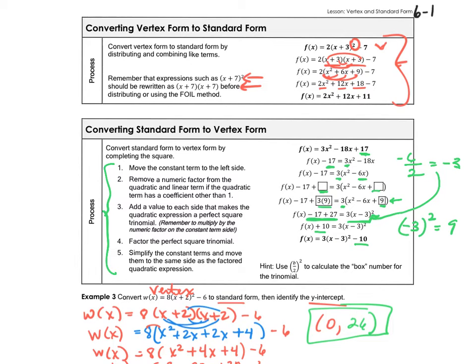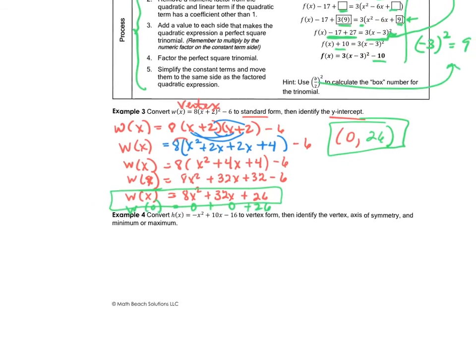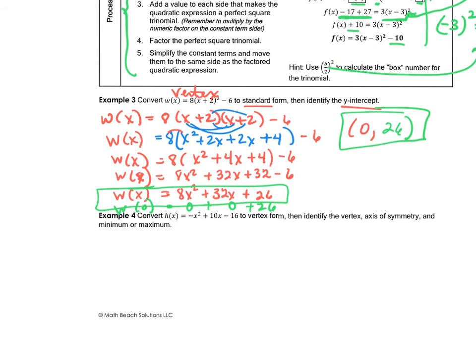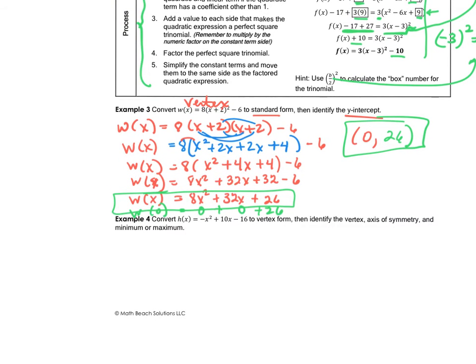So number 4, factor the perfect square trinomial, simplify the constant terms, and move them on the same side. And hint, it says to do b divided by 2 squared. That's what we did right here in this area on the side. So I usually do that to the side. Okay, the only way you can just kind of get this is just to jump in and do it. So we're going to go down here. This is in standard form, and they want us to put it in vertex form.